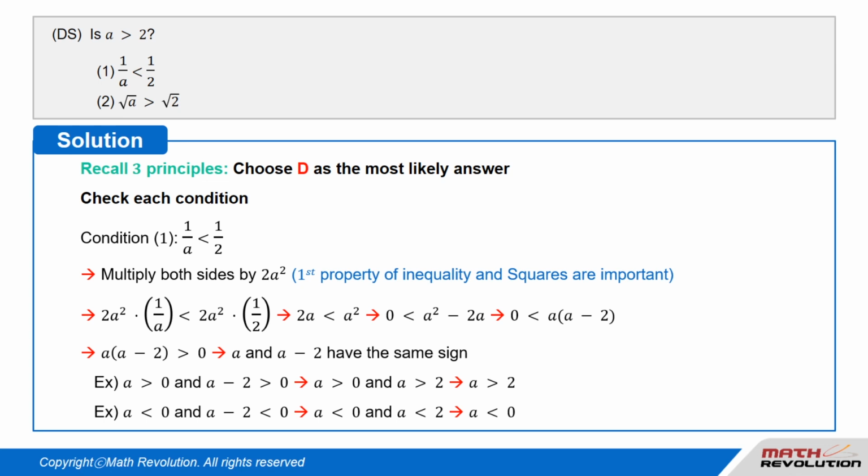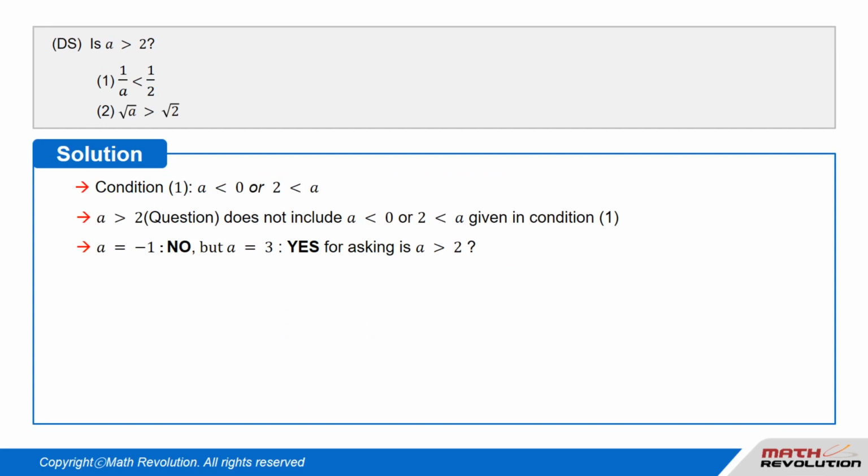A is greater than 0 and A is greater than 2 means that A is greater than 2, while A is smaller than 0 and A is smaller than 2 means that A is smaller than 0. Thus, condition 1 gives A is smaller than 0, or 2 is smaller than A. Range A is greater than 2 that we are trying to find does not include the range A is smaller than 0 or 2 is smaller than A, given in condition 1.